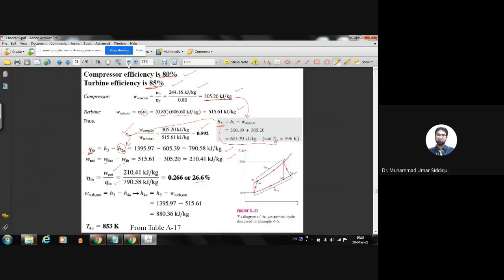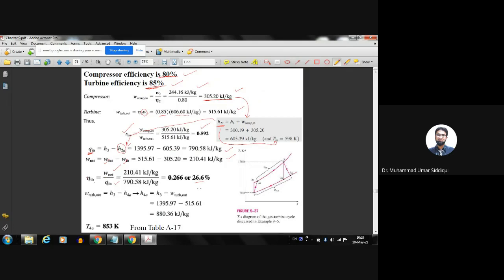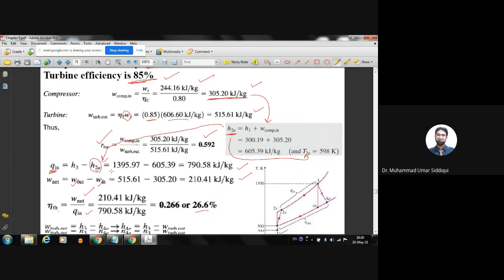If you look here, ideally it was 42.6%. But now the efficiency of our gas turbine cycle has reduced from 42.6% to 26.6% because our compressor and turbine are not working ideally and there are some losses of energy through the compressor as well as through the turbine. So by introducing the isentropic efficiency of the compressor as well as of the turbine, we can redetermine the efficiency of the Brayton cycle considering those efficiencies.